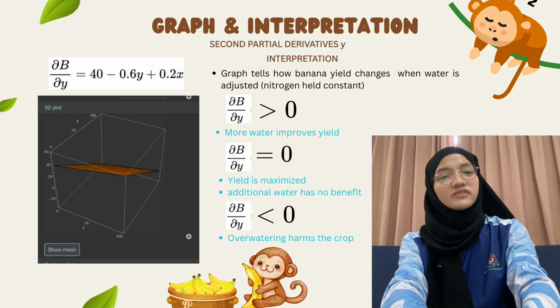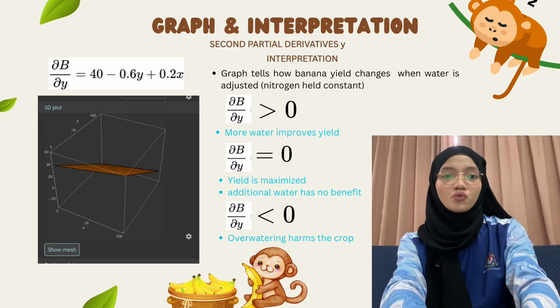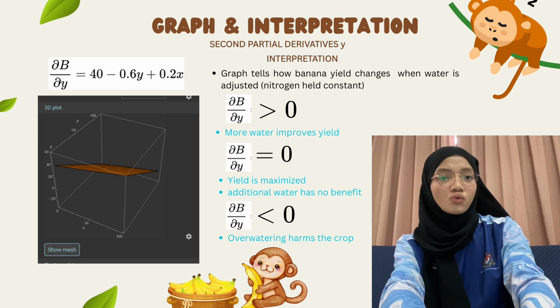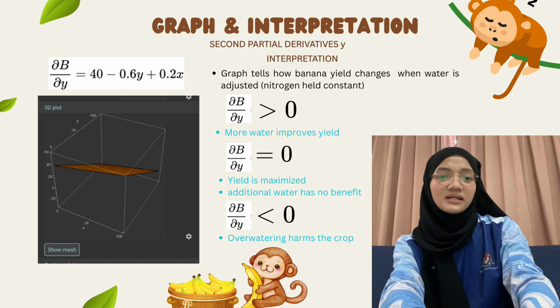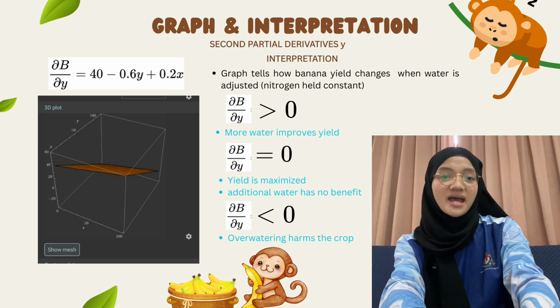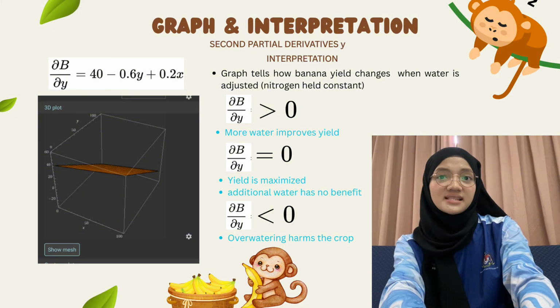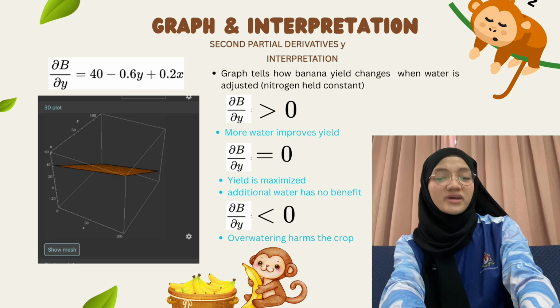Third, when the derivative becomes less than 0, we see the negative effects of overwatering. In this zone, excess water actually harms the crop and reduces overall yield. The term 0.2 times x in the equation shows how nitrogen affects water needs. When more nitrogen is available, the optimal water level increases slightly because well-nourished plants can utilize more water effectively.